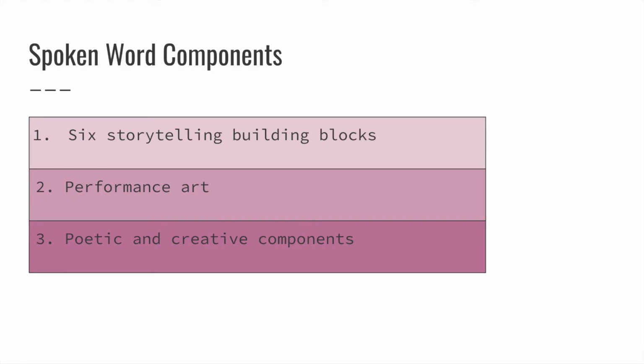Now that we know what spoken word is and what slam poetry is, which is just a branch of spoken word, we want to learn about some of the components of spoken word so that we can make our own spoken word piece as well. Now there are 3 spoken word components. There's first the 6 storytelling building blocks, there's performance art, and there's poetic and creative components. Now I'm going to go over the 6 storytelling building blocks and how they're incorporated in spoken word.